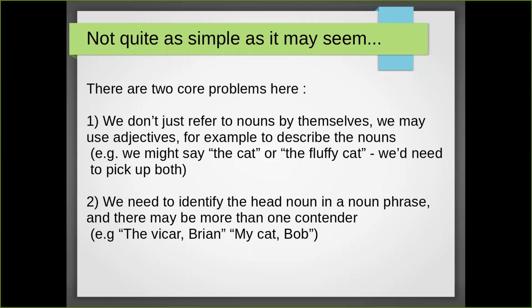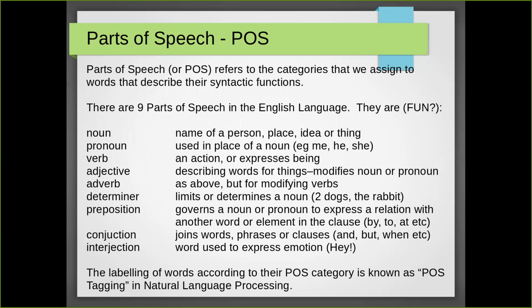And we need to identify the head noun in a noun phrase. And sometimes there's more than one contender. So the vicar, Brian, or my cat, Bob, you have two potential contenders for what the head noun is there. Is it vicar? Or is it Brian? Is it cat? Or is it Bob? And depending on the semantics of that sentence, that may vary. And so it's not quite as straightforward as it may first appear to look for these things.